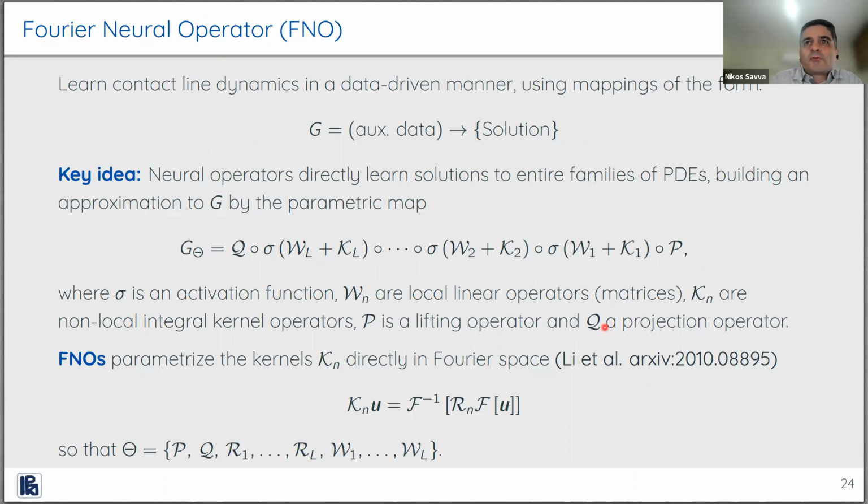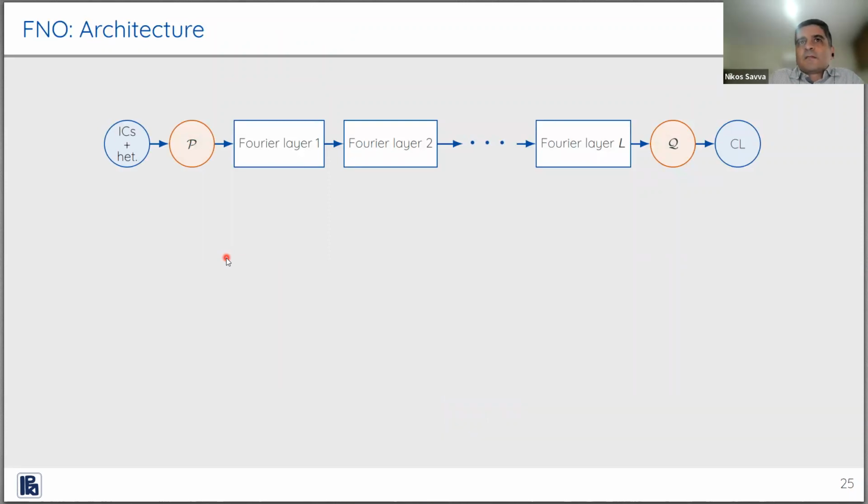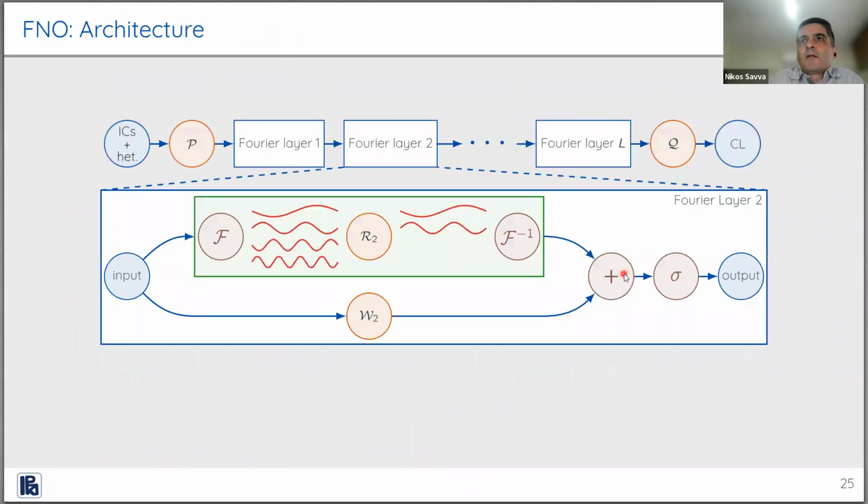So in the context of FNOs, the key idea is that these non-local integral kernel operators are directly obtained in Fourier space. We know that in Fourier space, a convolution becomes a product of the Fourier transforms. So essentially, this is what we do within a Fourier layer. We apply L Fourier layers, a lifting operator and a projection operator. Schematically, this is how it looks: lifting, then L Fourier layers, and then project back to the solution space. And this is what we do within a Fourier layer.